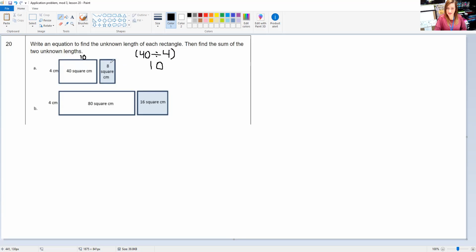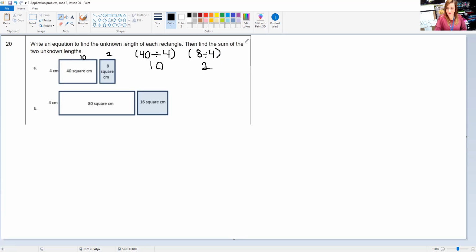This one says it's 8 square centimeters. So that's the area. So this one's exactly as long as this other one. So I know this side is 4. So I have to think 4 times what gives me 8. Or you could say 8 divided by 4, which we know is 2. Okay, so we know that side is 2.